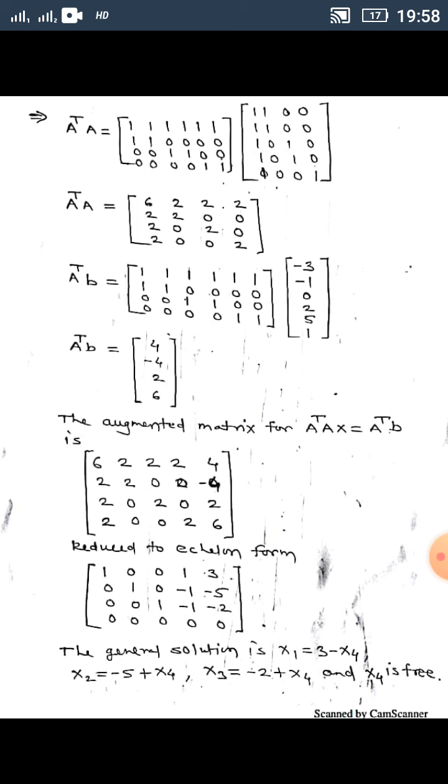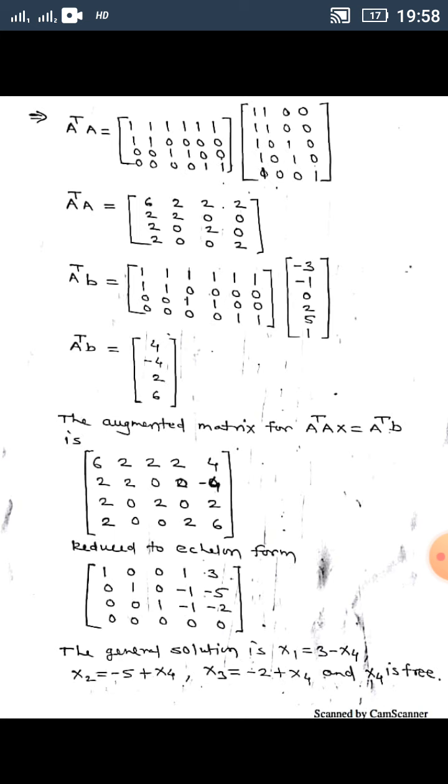1 1 1 1 1 1 will be the first row. 1 1 0 0 0 0 will be the second row. 0 0 1 1 0 0 will be the third row. 0 0 0 0 1 1 will be the fourth row. We convert the rows to the columns for A transpose.